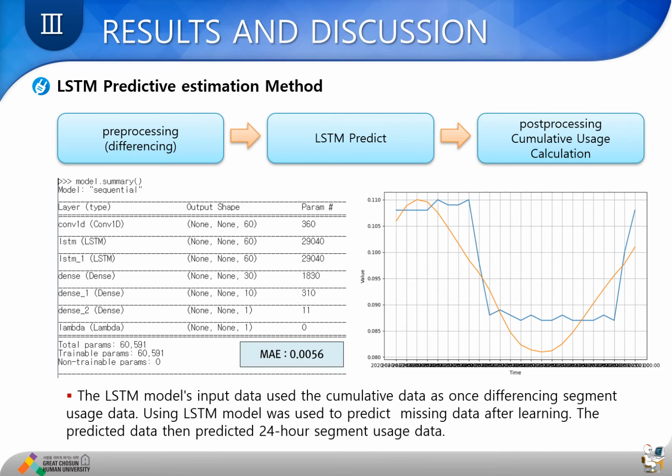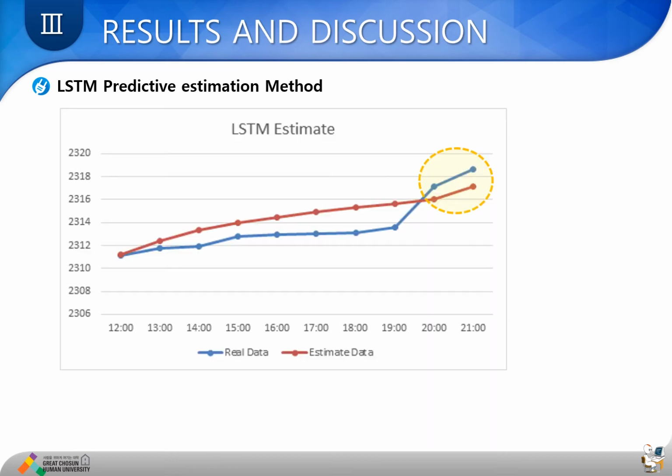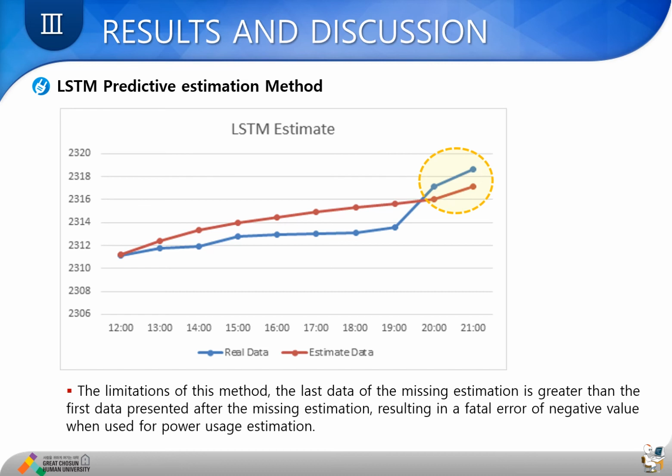Left image is the model summary of the sample data. Right image is the result graph. Blue line is real data. Orange line is estimated data. The LSTM predictive estimation method showed very good performance. But the limitation of this method is that the last data of the missing estimation is greater than the first data present after the missing estimation, resulting in a fatal error of negative value when used for power usage estimation.